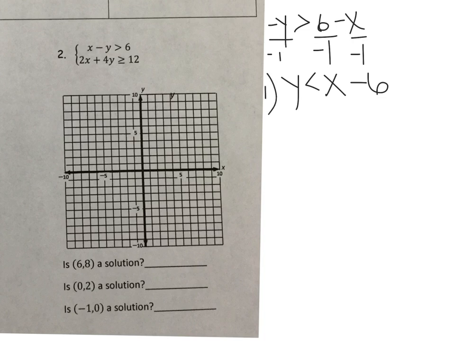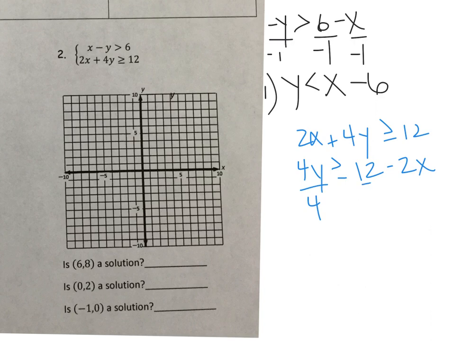My second equation, I need to do the same thing. I'm going to grab a different color real quick. So I have 2x plus 4y is greater than or equal to 12. Let's go ahead and get that in slope-intercept form. So I'm going to subtract the 2x over. So I have 4y is greater than or equal to 12 minus 2x. Isolate y. So divide out 4.